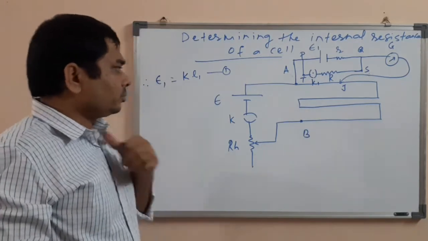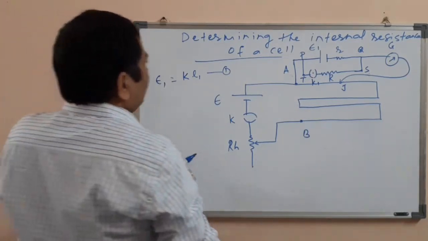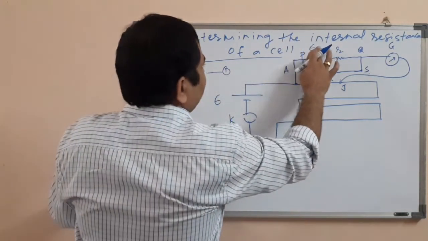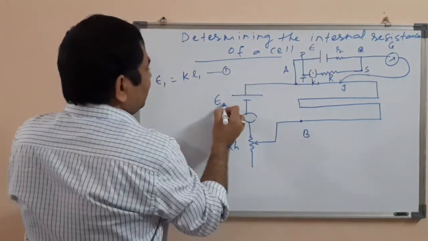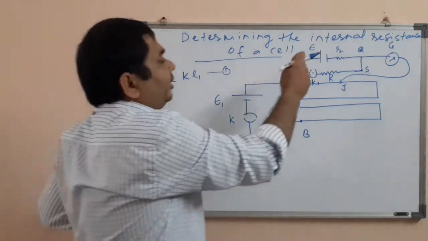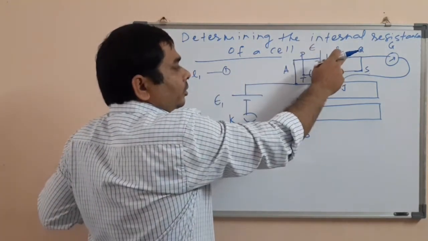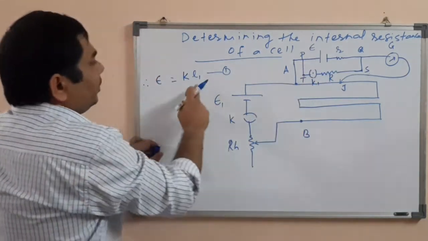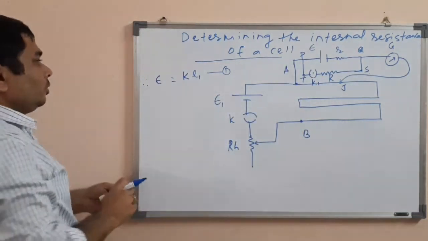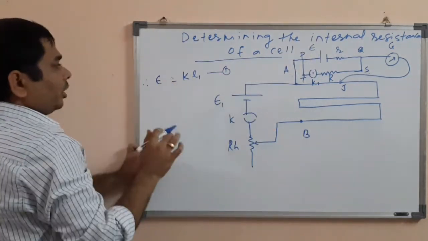Secondly, what we will do is, now let us take this as E and let us take this one as E1. So now battery E is in the circuit. So this null point L1 represents the EMF of this cell. So E is equal to K into L1.